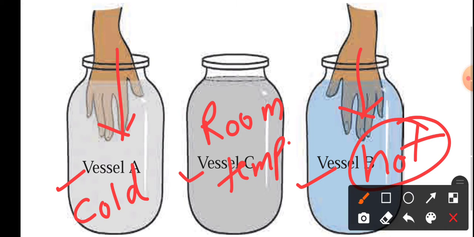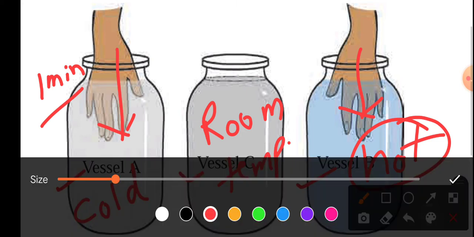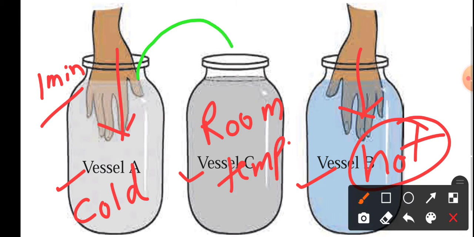Then insert your palms in both the hot and cold water, and keep them there for 1 minute. You have to wait for 1 minute, and then take your hands out and insert them in the water which is at room temperature. Put both hands in that and feel the difference.